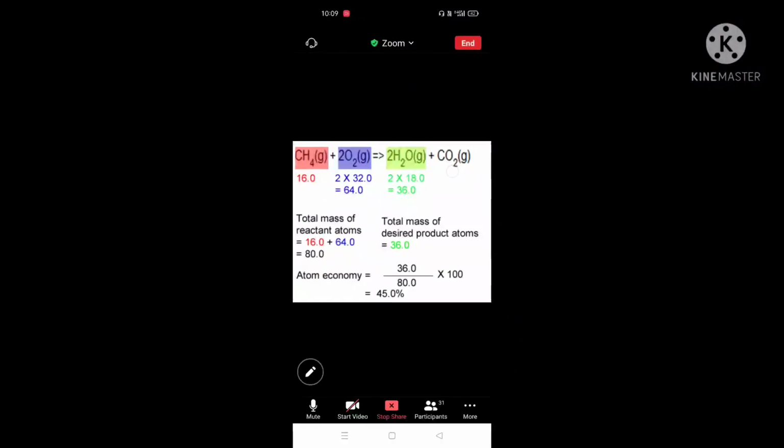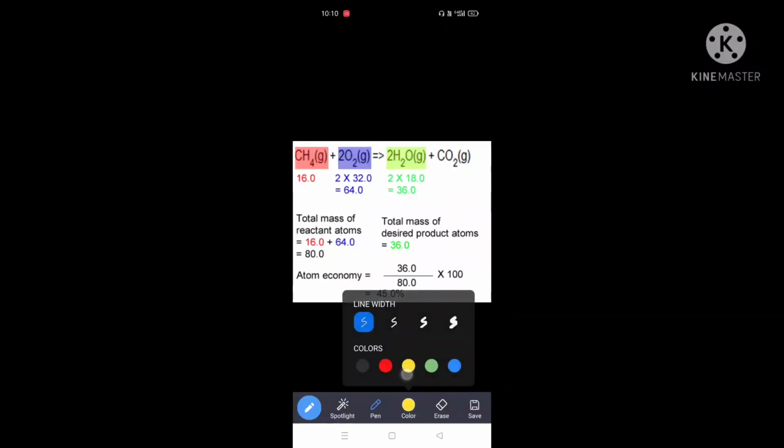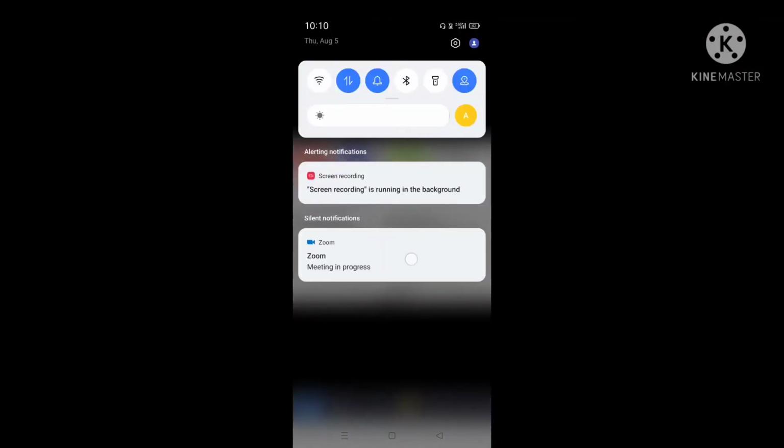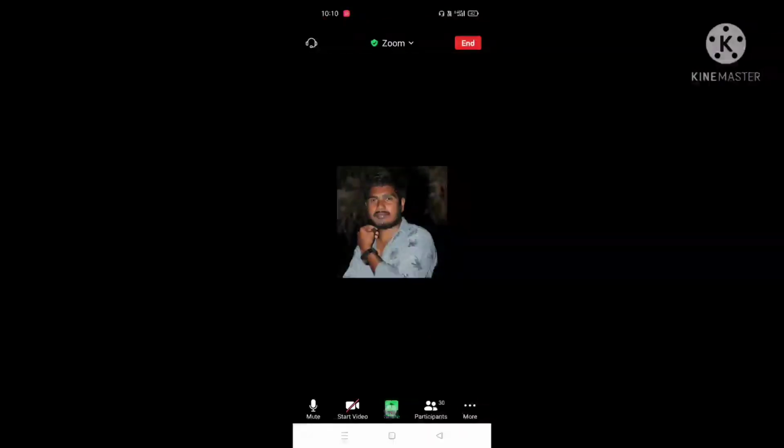For example, here CO2, we can take CO2 44. So molar mass of CO2 44 by 80. Finally we are getting 55%, if we take CO2 as the desired product. So that is out of the issue. Okay, next.